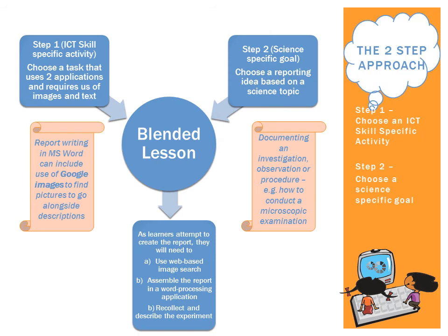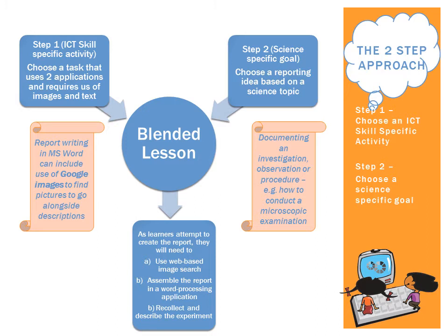As always, we start with the two-step approach. Step 1. Identify an ICT skill-specific activity. For Stage 3, that would be choosing two applications to work with and creating an activity that involves use of images and text. One such activity can be creating a report with appropriate pictures.